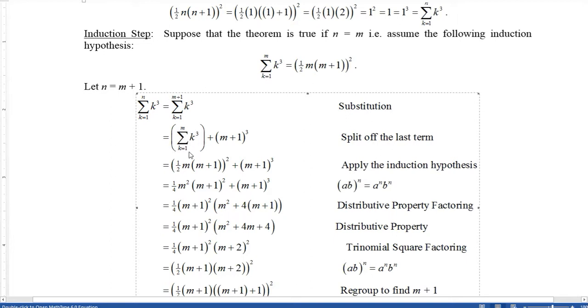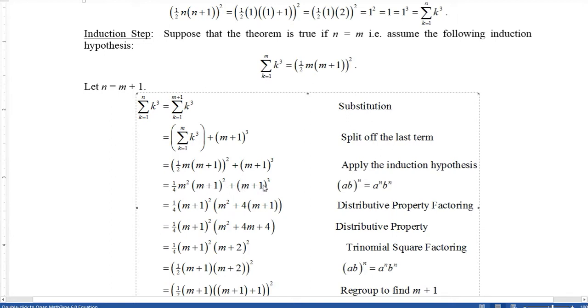So this group together, this sum from k equals 1 to m of k cubed, by our induction hypothesis is 1/2 m times m plus 1, whole thing squared, plus then we still have this last term here, m plus 1 cubed. Now first of all, I want to square this out. If you have a bunch of things multiplied together and the whole thing squared, we can put the square on each one. 1/2 squared is 1/4, and we have m squared, and here we have m plus 1 squared.